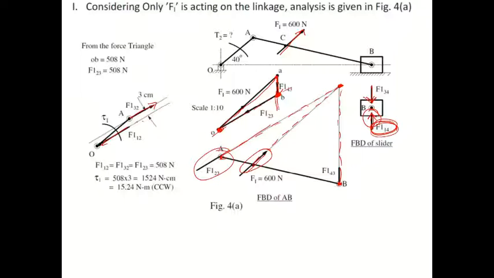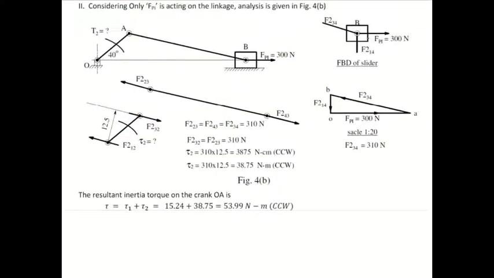Now the distance between these two lines, 3 cm, and Fi32: multiply both of them, you will get the first torque, tau 1. Here we didn't include the inertia force on the piston. Without including the inertia force on the piston, we got this answer. In the next step, we are going to include the inertia force on the piston, 300 Newton, also this force.